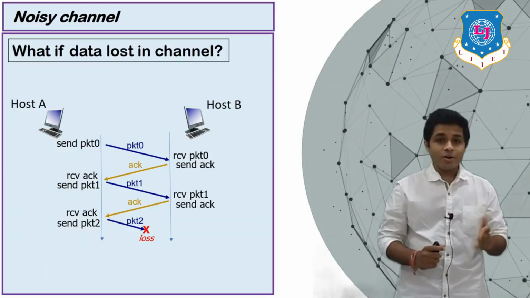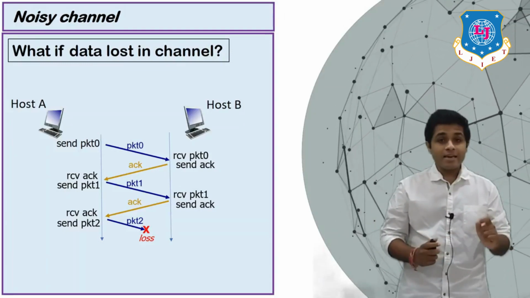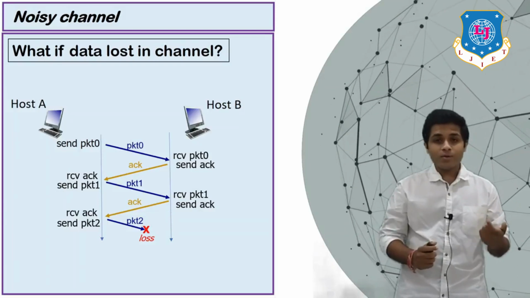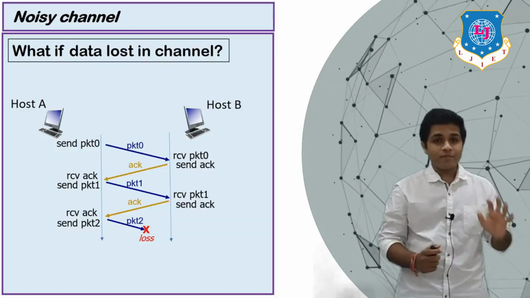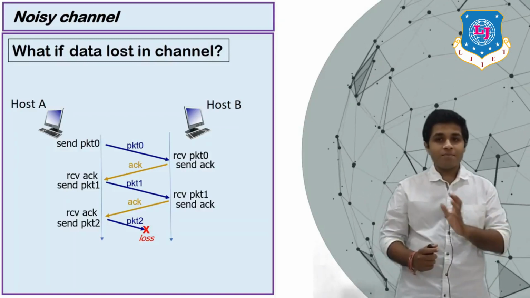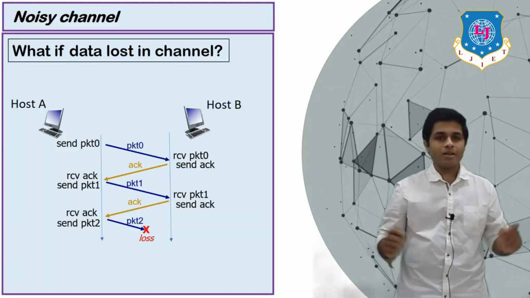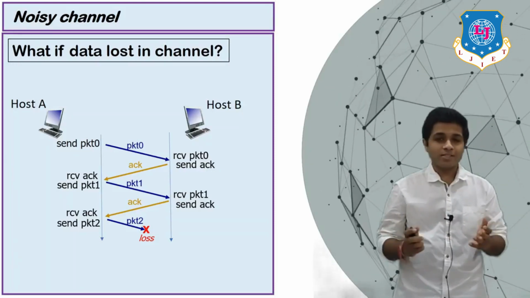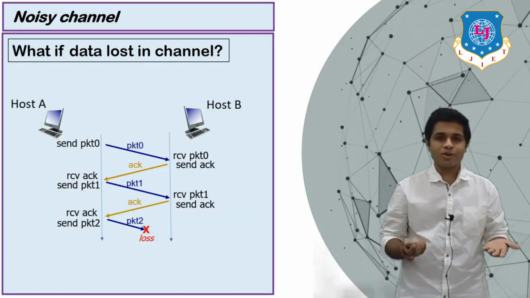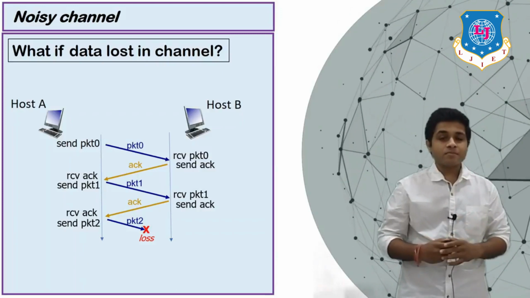Now A also doesn't know that its own packet is lost in the channel. So A will wait for the acknowledgement for packet 2. So in this case, A is continuously waiting for acknowledgement and B is continuously waiting for packet 2, and they both are waiting for infinite time, and it is now deadlock. So it is a problem, right? Because no communication can be done any further.